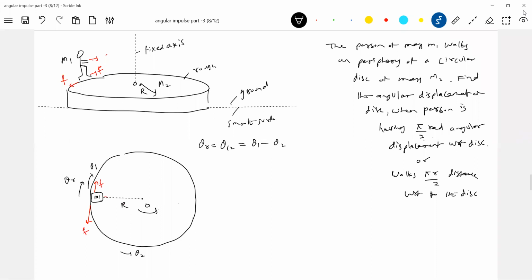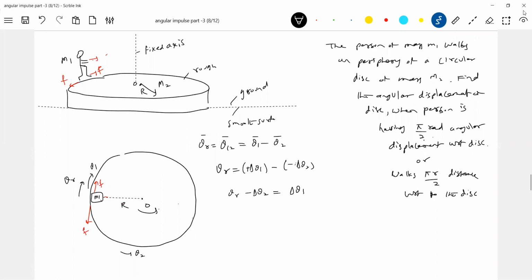What is theta r? Anything clockwise, I'll take as positive. This is positive. I don't know the angular displacement of the person, delta theta 1, I'll write it. And let it be towards the right. And that of the disk will be opposite, no? And substituting with sign, this will be delta theta r minus delta theta 2 equal to delta theta 1.